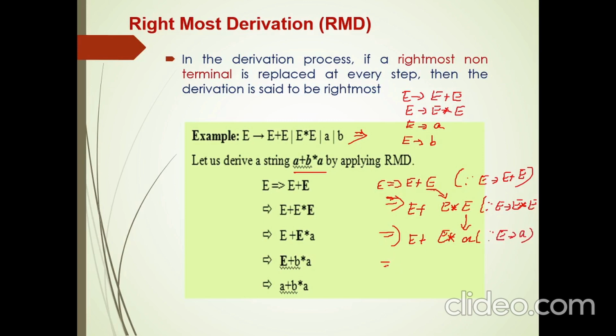Next I want to get B. Why B? Because based on the rightmost non-terminal, it is this E. This E is before star, so before star, which is the right operand to get, that is B. So E gives B. So E plus B star A. This gives, based on E gives B.